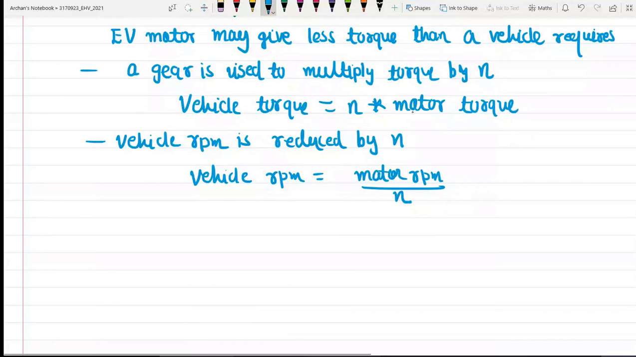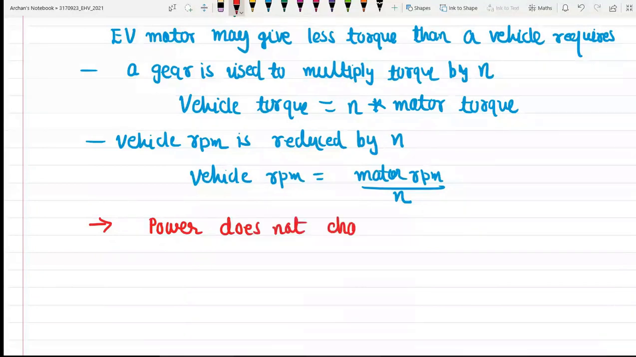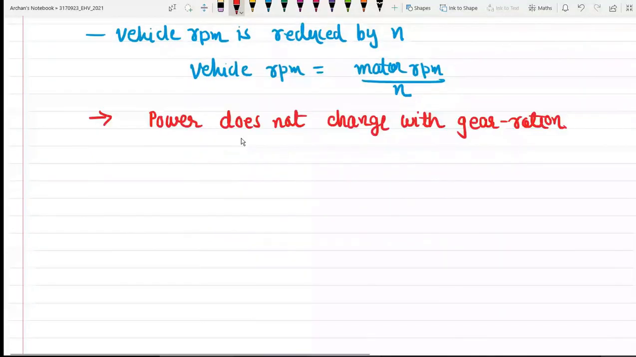Okay, so we are going to change this gear ratio, right? But remember one thing, whenever we change this gear ratio, what will happen to power? Generally power does not change with gear ratio, so it remains the same, right? So we have introduced the gear also. Now we will be able to classify what the vehicle performance parameters are and how we will be able to find out these parameters, right?